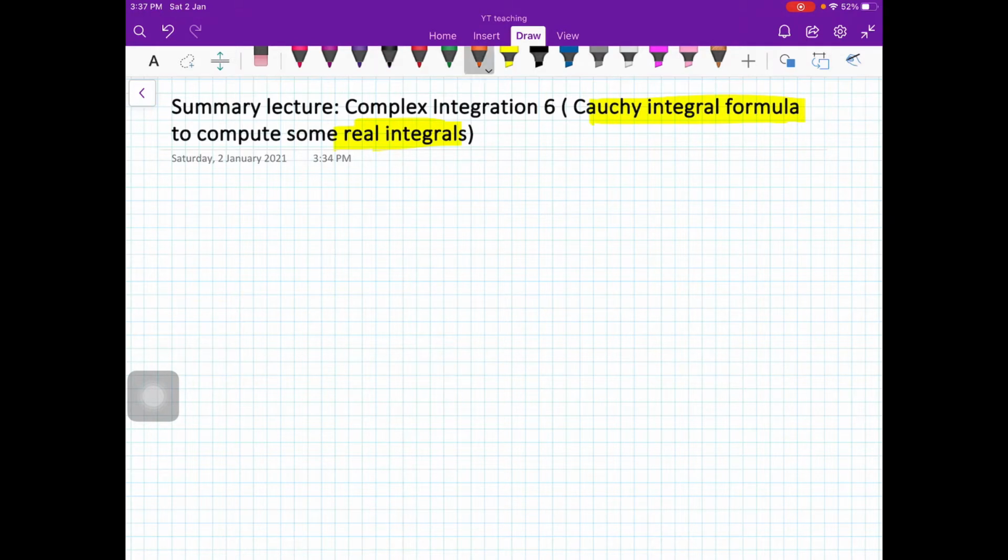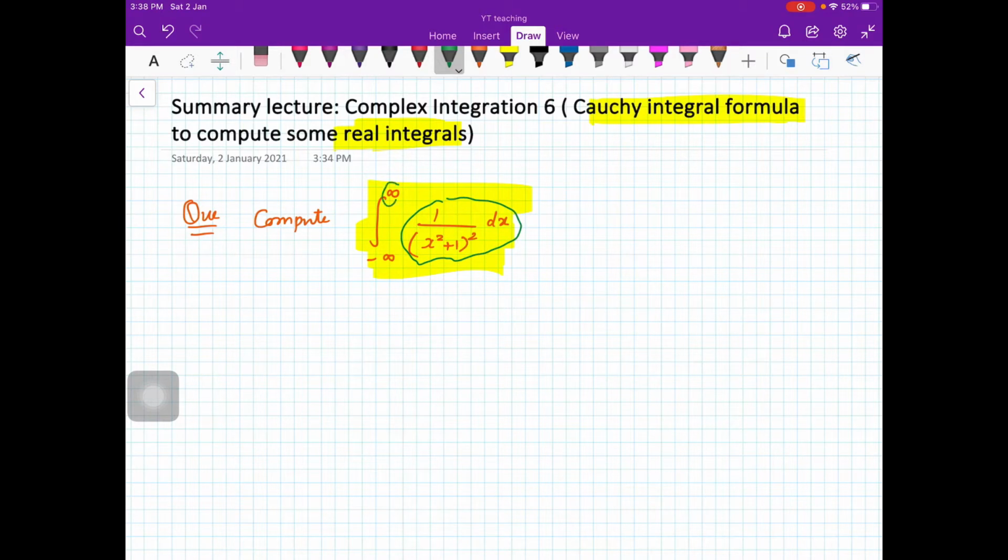Let me give you a simple integral to compute, which can actually be computed using this Cauchy integral formula. The problem is: compute the integral from minus infinity to infinity of 1 upon (x square plus 1) whole square dx. If you try to find this integral by normal ways, it is a little bit difficult. First of all, you have to find some substitutions so that it becomes integrable, and you have limits from minus infinity to infinity, so it is not a very regular integral which we usually compute.